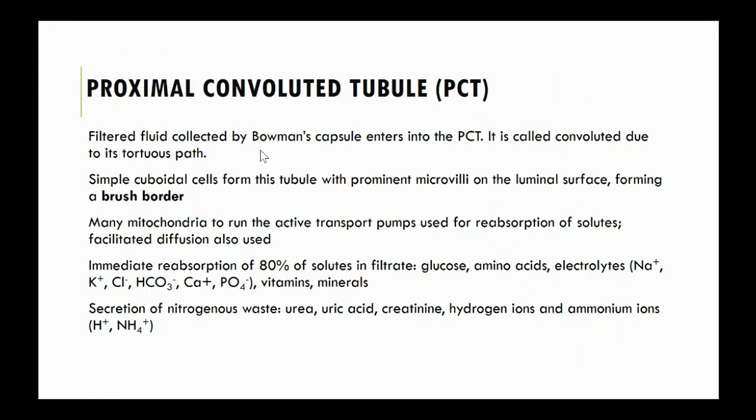Many mitochondria are going to run the active transport pumps that are used for the reabsorption of solutes. We also get some facilitated diffusion here. That's the immediate reabsorption of about 80% of the solutes in filtrate: glucose, amino acids, electrolytes, vitamins, and minerals, and the secretion of nitrogenous waste. So again, in the proximal convoluted tubule, we get immediate reabsorption of all those solutes, and we're going to secrete out urea, uric acid, creatinine, hydrogen ions, and ammonium ions.